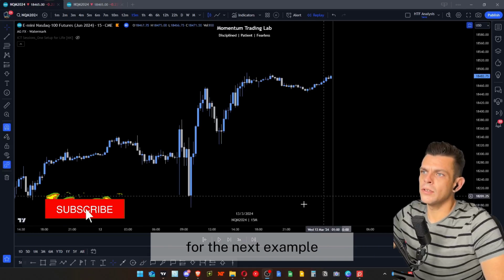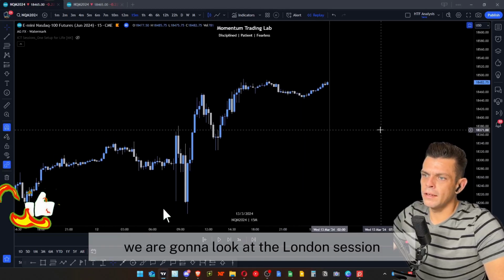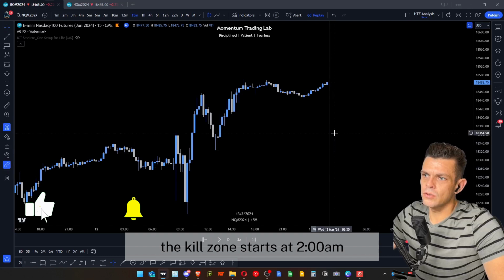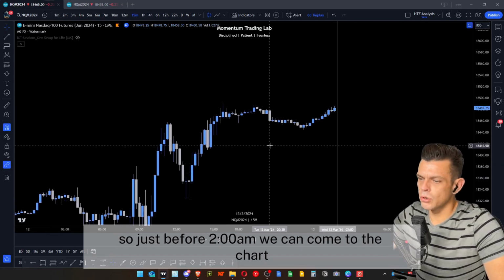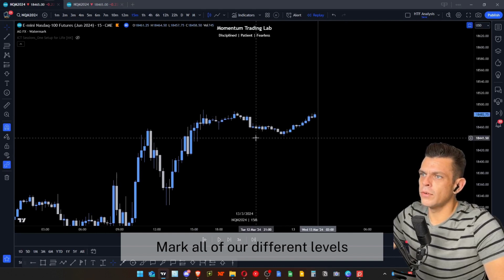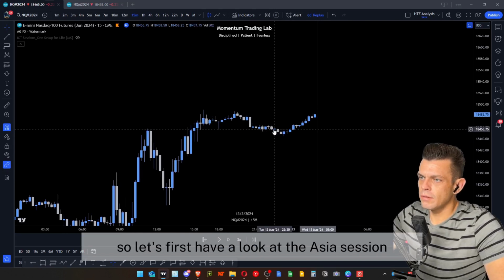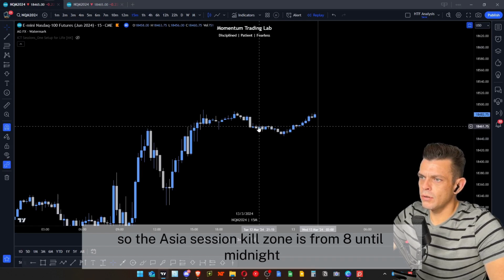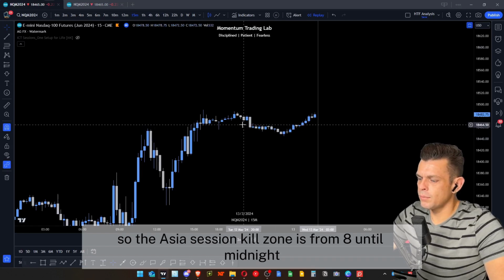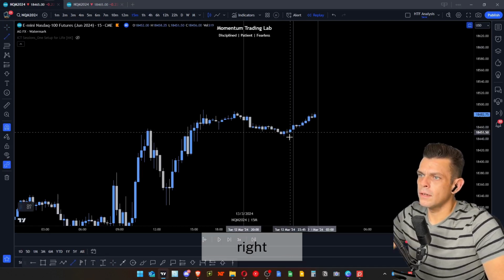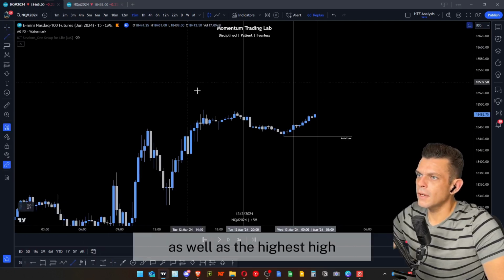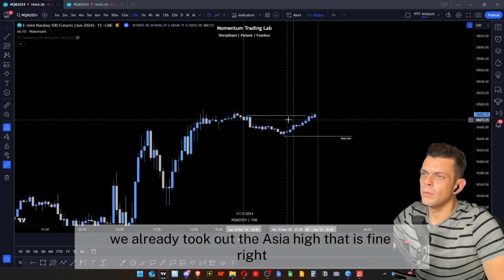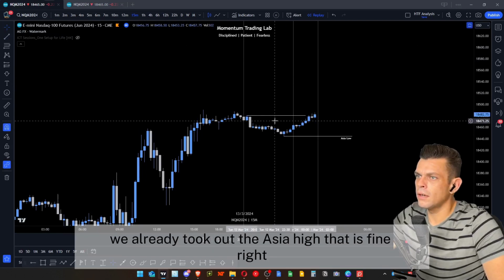Okay, for the next example, we are going to look at the London session. The kill zone starts at 2 a.m. So just before 2 a.m., we can come to the chart and mark off our different levels. Let's first have a look at the Asia session. The Asia session kill zone is from 8 until midnight. Right, so the lowest low that printed in the Asia session as well as the highest high. We already took out the Asia high. That is fine.